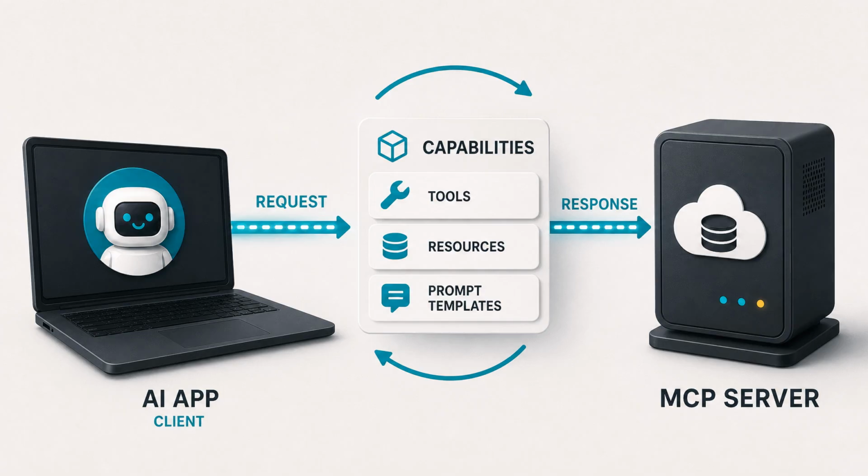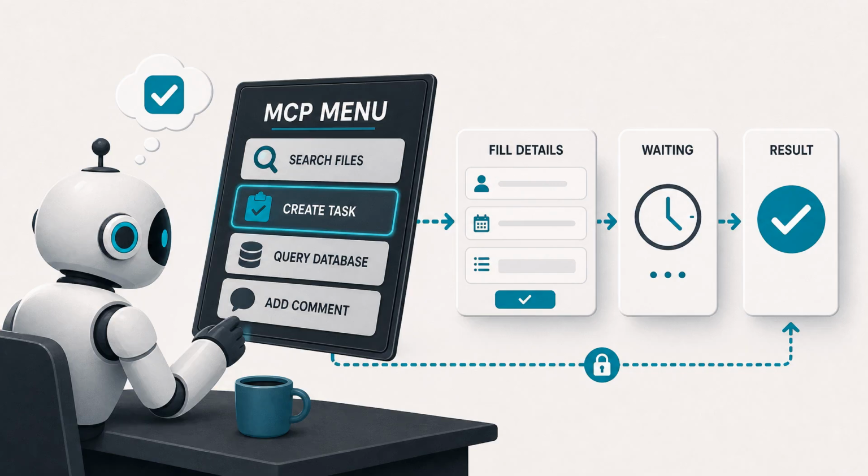When the AI app connects to an MCP server, it does not instantly know everything. First, the client asks for the server's capabilities. The server replies with a menu of tools, resources, and sometimes prompt templates. A good way to picture MCP is a restaurant menu. The AI does not walk into the kitchen and do whatever it wants. It sees a menu of allowed actions, chooses one, fills in the required details, and waits for the result.